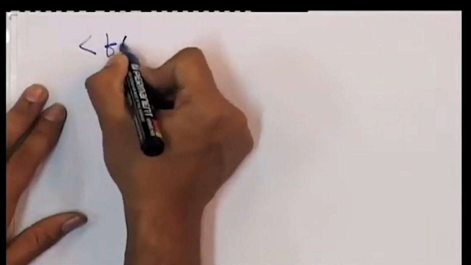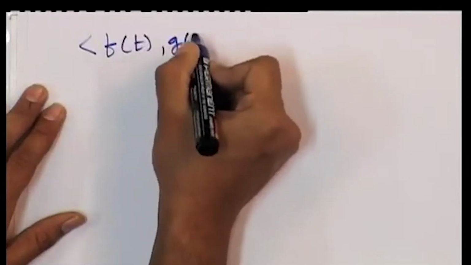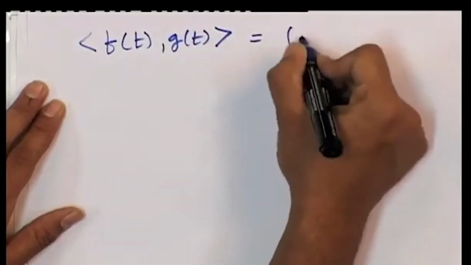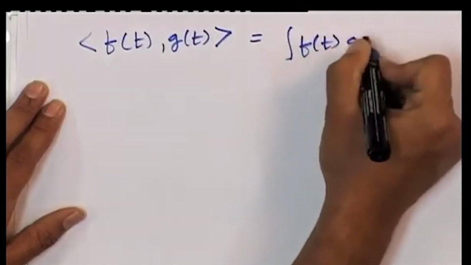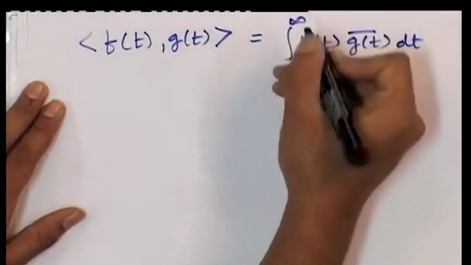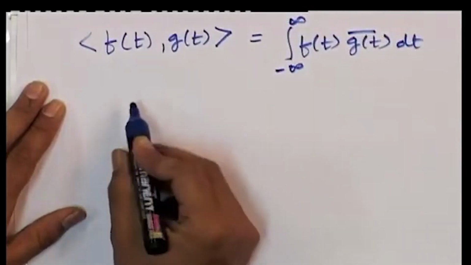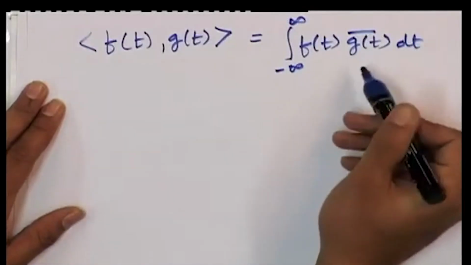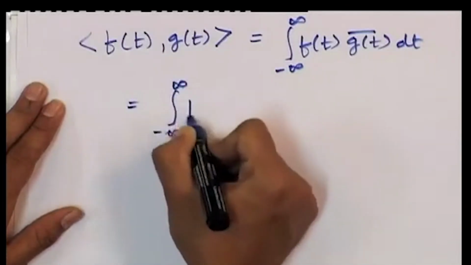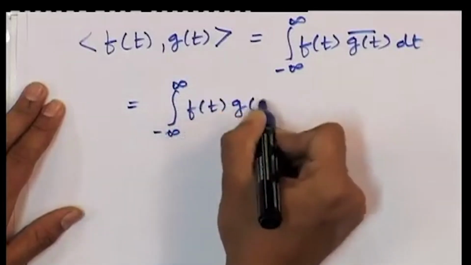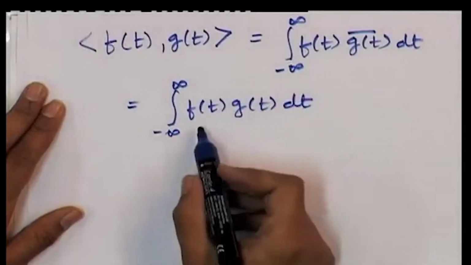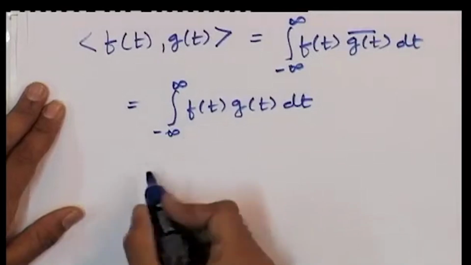The inner product between Ft and Gt is equal to the integral of Ft G conjugate t dt. But here we are assuming Ft and Gt are real sequences, hence the complex conjugate will be the same as Gt. So it is equal to the integral of Ft Gt dt. We will try to substitute Ft and Gt in terms of the basis functions.